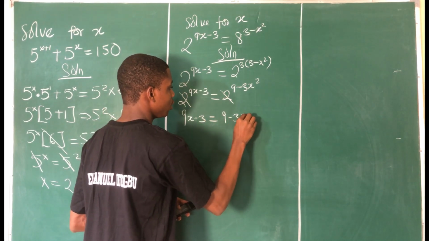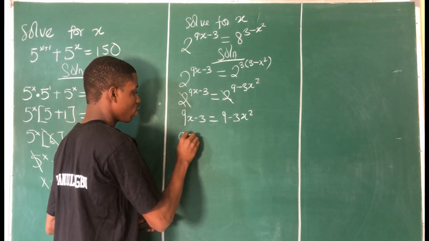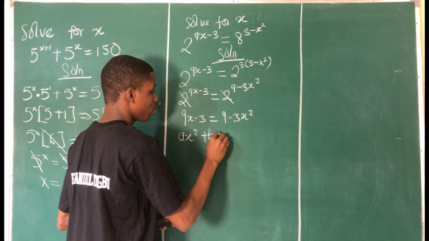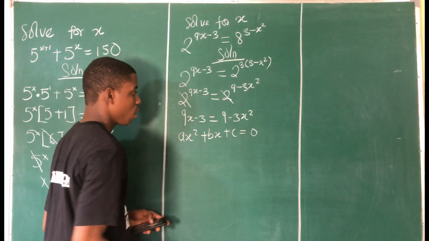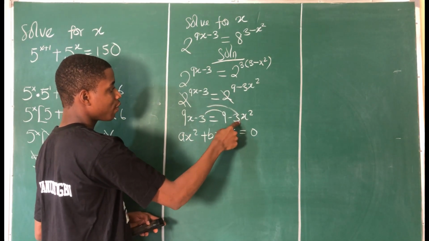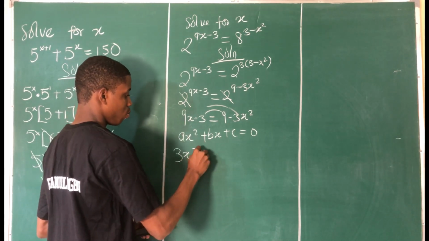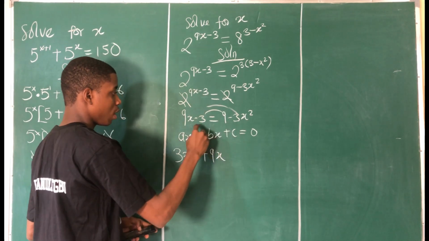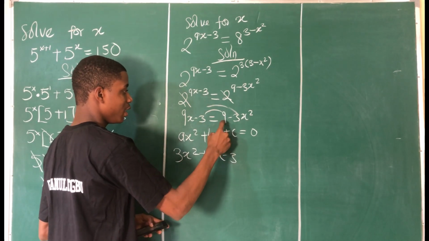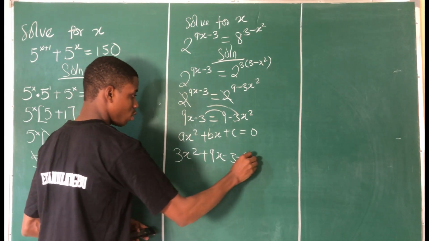9 minus 3x squared. Of course, we have to arrange this in the form of ax squared plus bx plus c is equal to 0. So we are bringing all the terms to one side. If we bring negative 3x squared to the other side, it becomes positive 3x squared, and we have plus 9x and negative 3. When we bring a positive 9 to the other side, we have negative 9, all equal to 0.